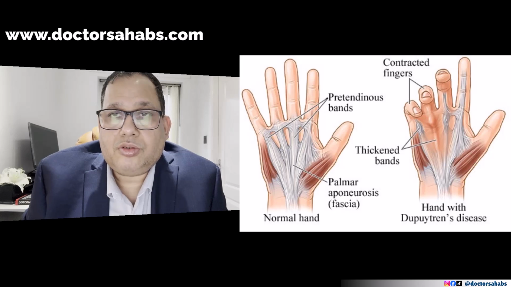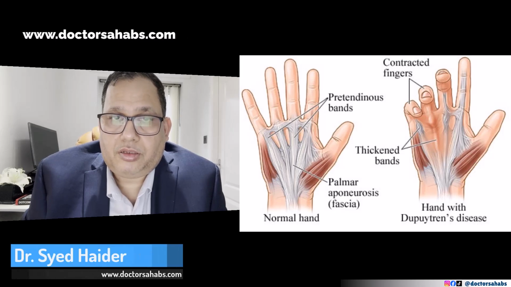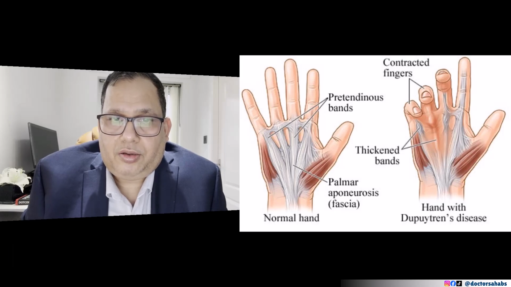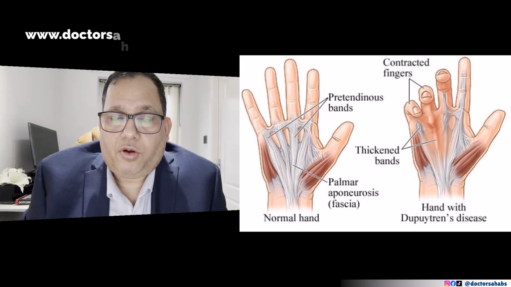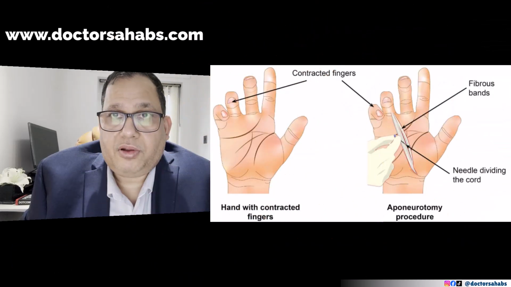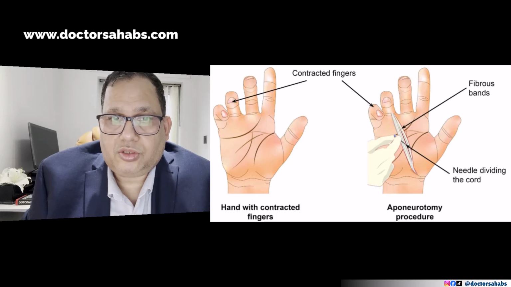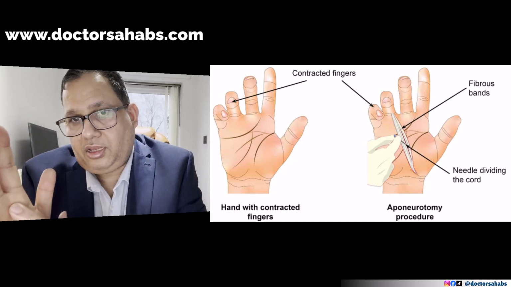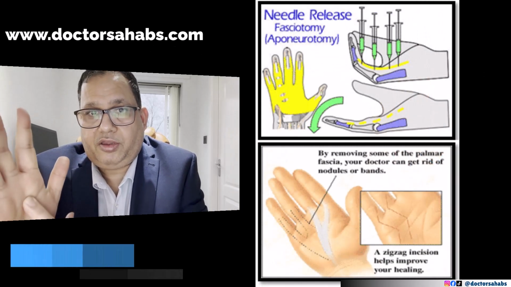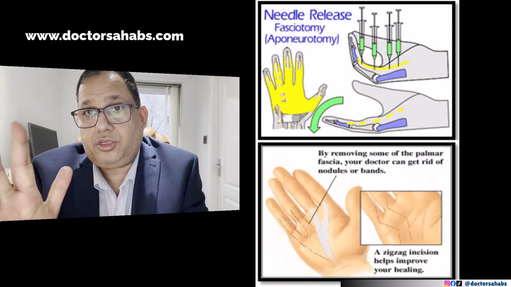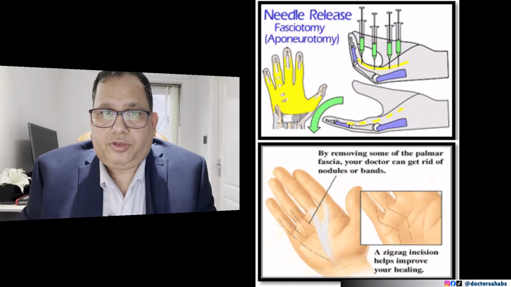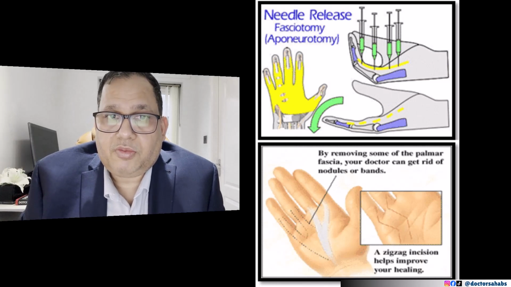Sometimes this surgery is performed under general anesthesia, and sometimes under local anesthetic. For example, if they are doing needle fasciotomy, they use different types of needles. Okay, they place the needle around the palm and the fingers to loosen the fascia. Needle fasciotomy is one of the treatments for Dupuytren's contracture.